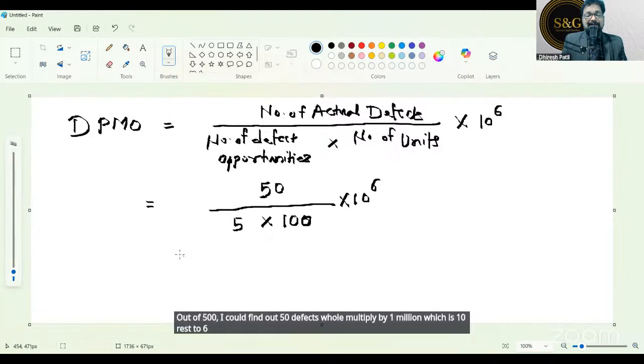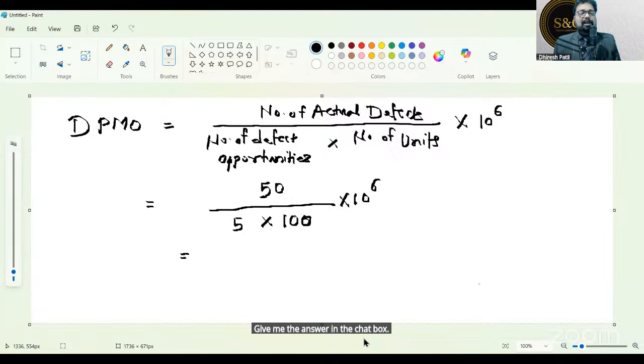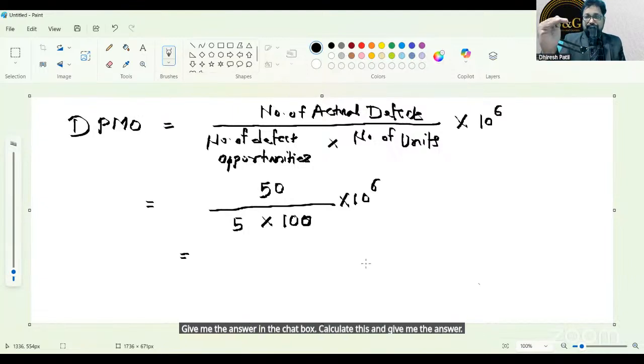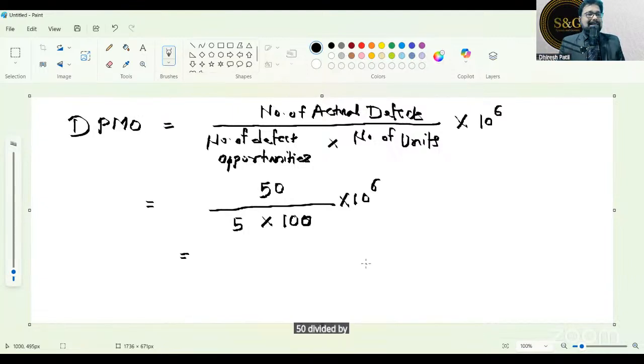Can you just give me the answer? Give me the answer in the chat box. Calculate this and give me the answer. 50 divided by 500 into 1 million. Everybody?